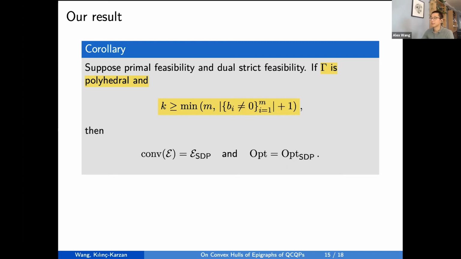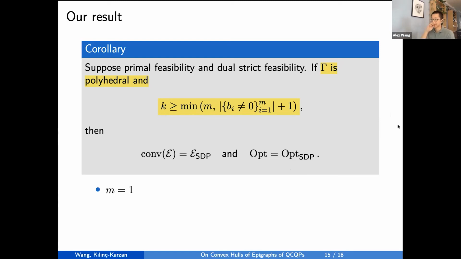Okay, so when you look at this, the first thought is maybe that this is a relatively strict set of conditions, simply because gamma being polyhedral and k being large are both relatively difficult conditions to come by. But I do claim that this corollary already covers a number of interesting cases.